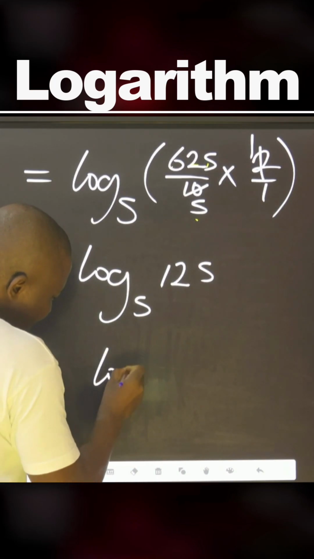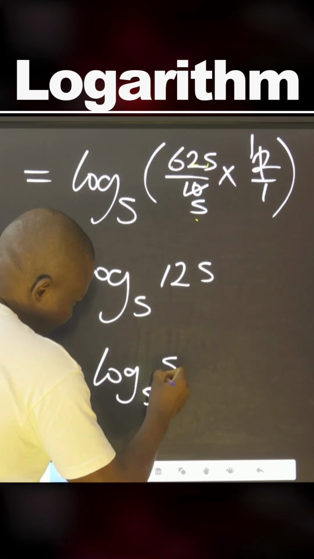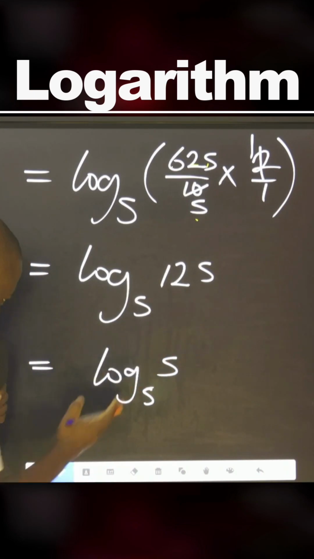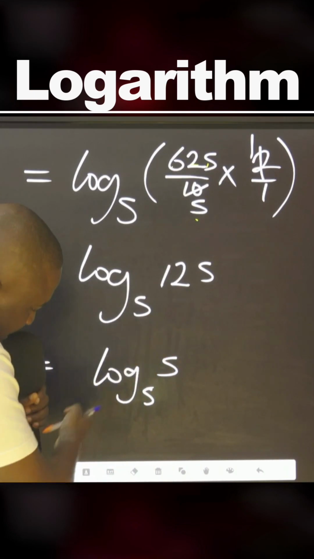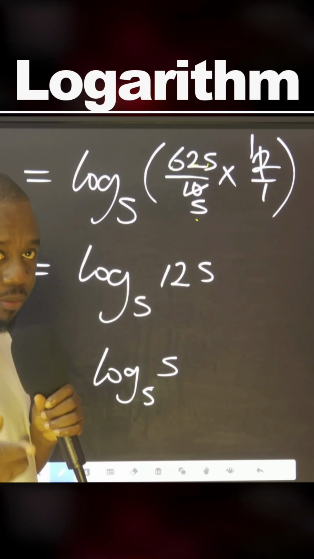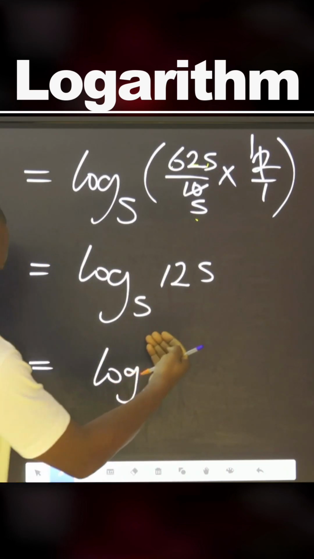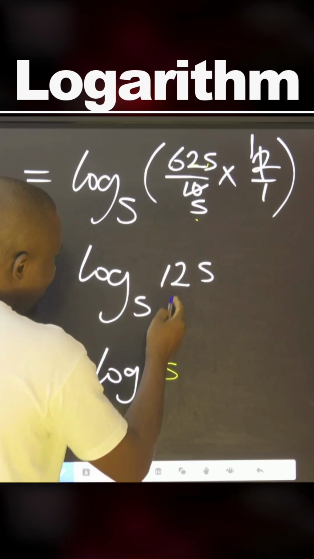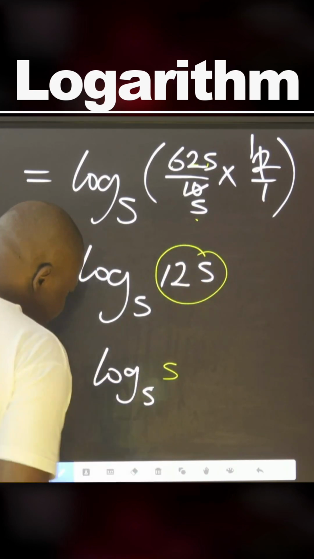I need something like this now. Let's see if we can get something like this. Because if I can get something like this, it means that what? This log will disappear. Becomes 1. That's what I want now. So how do I put 5 here? Can I convert this to 5? What is this in terms of 5?